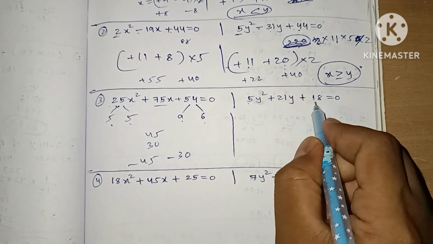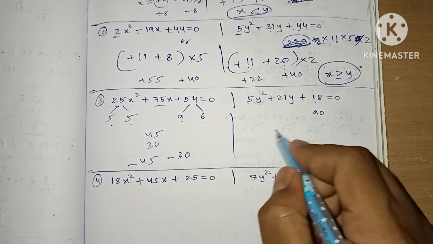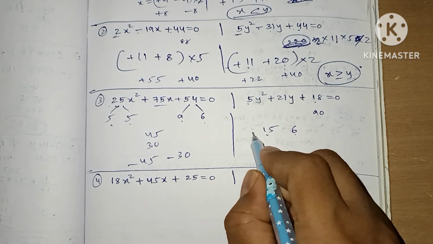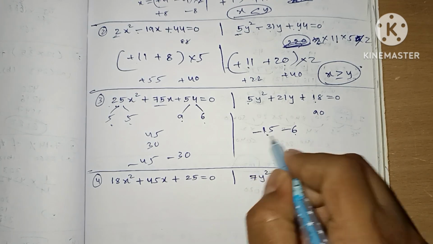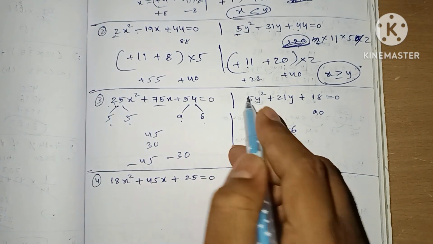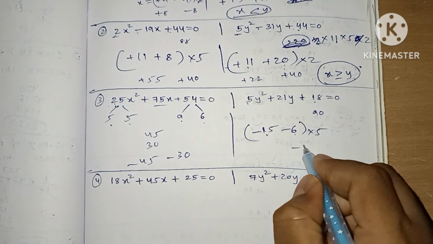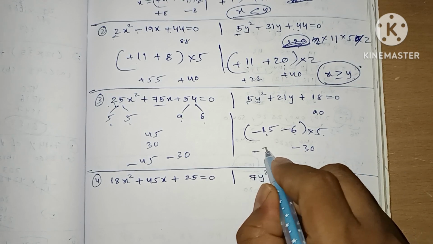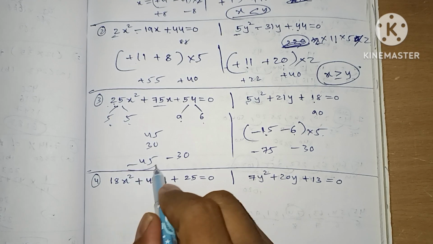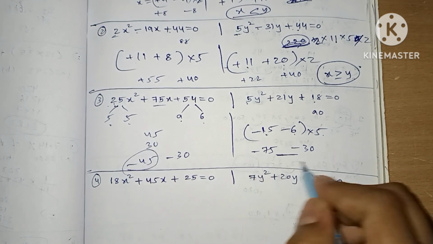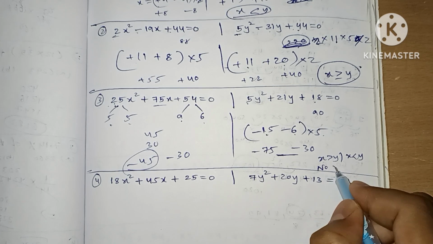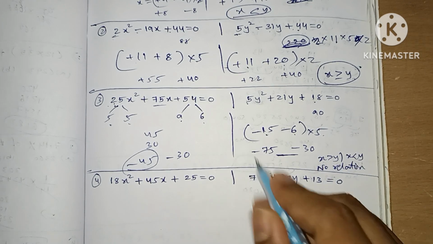Here 5 into 18, which is 90. 15, 6 times is 90. So these are the roots. Plus and plus means negative and negative are the roots. Okay. Here to make the base equal, we need to multiply this with 5. 5, 6 times is 30. 5, 15 times is 75. Now by comparing these two, it is clear that minus 45 comes in between these two numbers. What it means is x greater than y and x lesser than y comes here. So there is no relation established between these two equations.